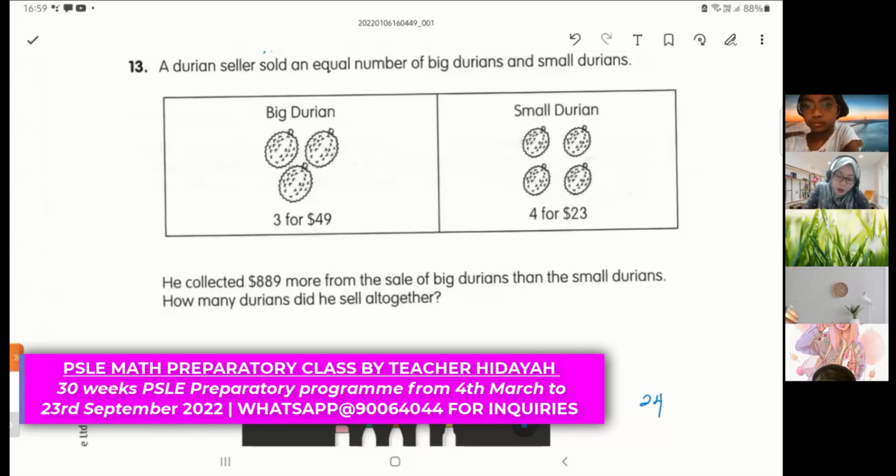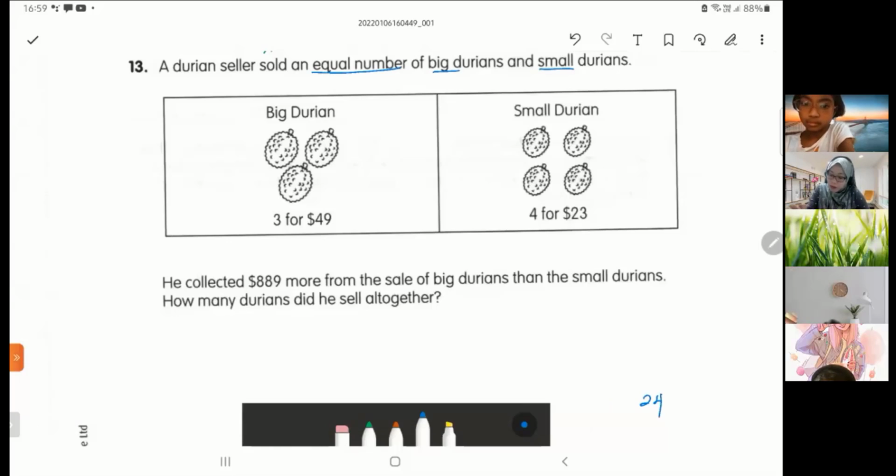A durian seller sold an equal number of big durians and small durians. You see the durians, okay? He collected $889 more from the sale of the big durians than the small durians, all right? If you look at the numbers given, big durians is 3 for $49. Small durians is 4 for $23. Actually, the comparison of cost already tells me that the big durian costs more. It's more expensive, right, than my small durians. So because I know that big durian costs more, that's why in the end, he will collect more from the big durians. Understand? There's a logic.